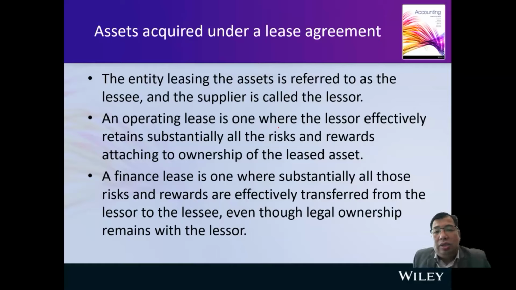An operating lease is one where the lessor effectively retains substantially all the risks and rewards attaching to the ownership of the leased asset, whereas a finance lease is where substantially all those risks and rewards are effectively transferred from the lessor to the lessee, even though the legal ownership remains with the lessor. This is a very advanced topic for you. For example, a company like Nissan, the car manufacturer, provides lease agreements.